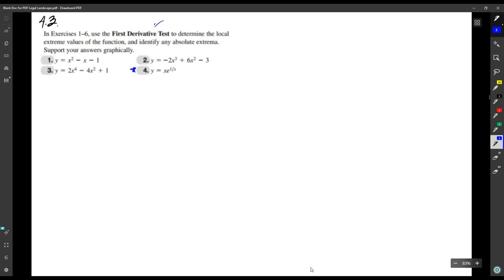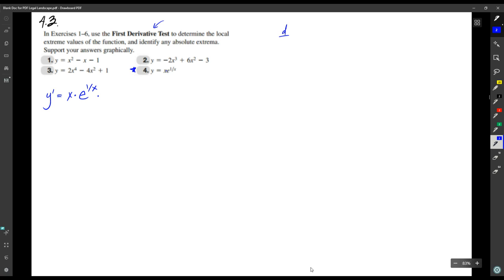So for the first derivative test, obviously we're going to need the first derivative. So let's get started with that. Y prime is equal to, for x e to the 1 over x, we're going to use a product rule. So we're going to take the first function, x, and multiply by the derivative of the second. So the derivative of e to the power of 1 over x is first itself, e to the 1 over x, and then by the chain rule times the derivative of 1 over x.